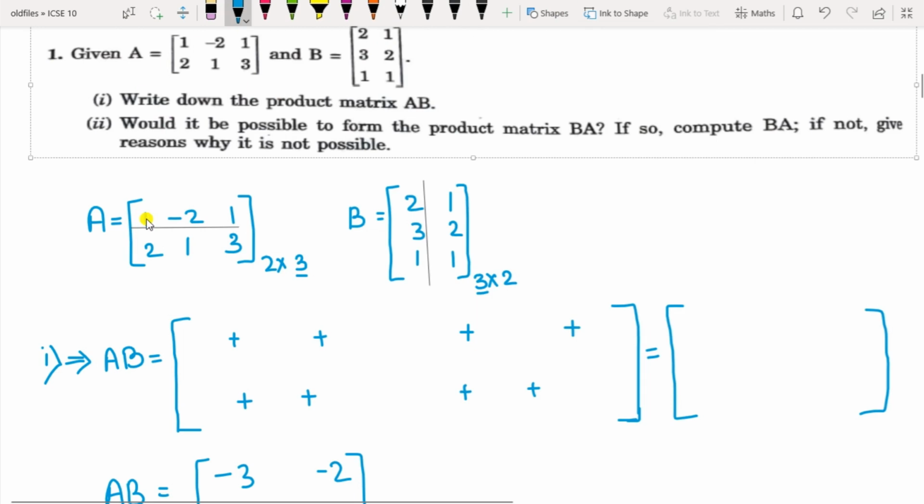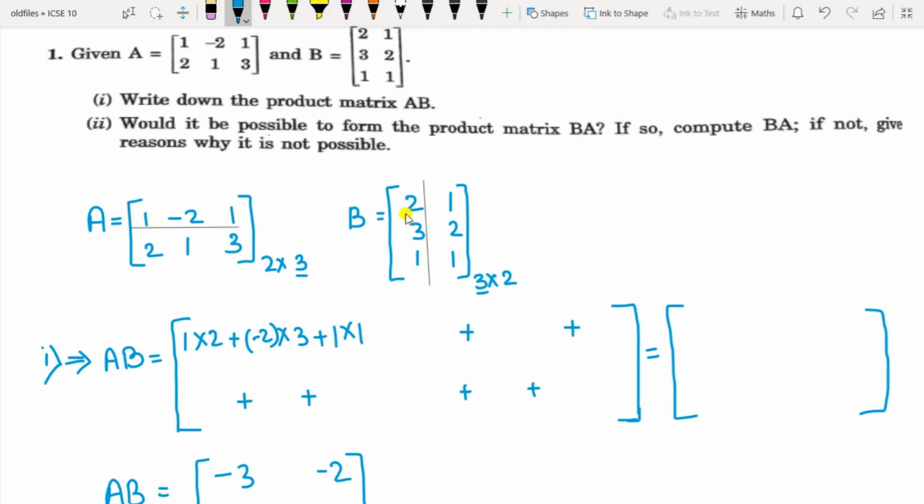So this will be multiply each element of this A with the B in the column. So this will be 1 into 2 plus minus 2 into 3 plus 1 into 1, that is the first element of the product matrix.